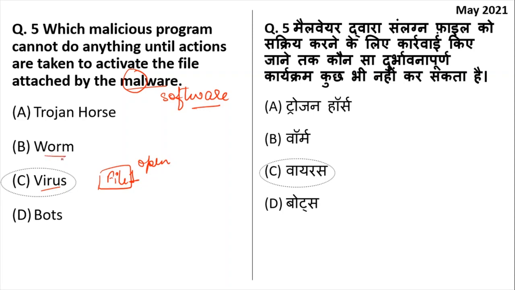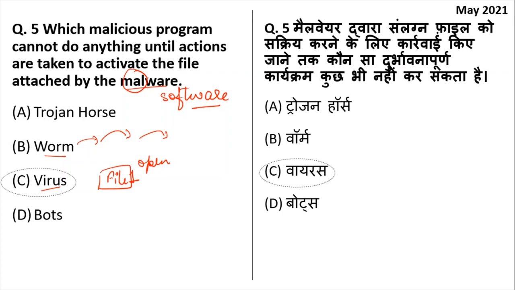While worms, on the other hand, worm is also a kind of malware, but these do not require human intervention. Without human intervention also, they are able to transfer from one computer to the other. Okay. So a virus requires you to take some action, or you need to open the file, only then it will get infected.